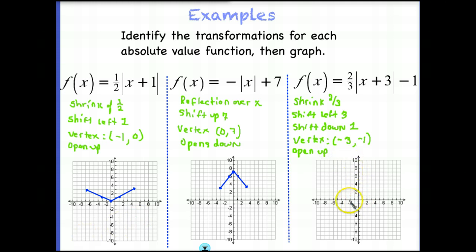My vertex is at -3, -1, so that's down here. My slope is 2 over 3, rise over run. It's going to open up, so I'm going to go up 1, 2, and over 1, 2, 3. Same thing with the other side, up 2 and over 1, 2, 3. And once again, I'm ready to draw my lines.